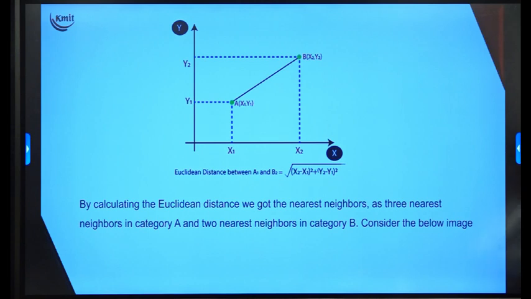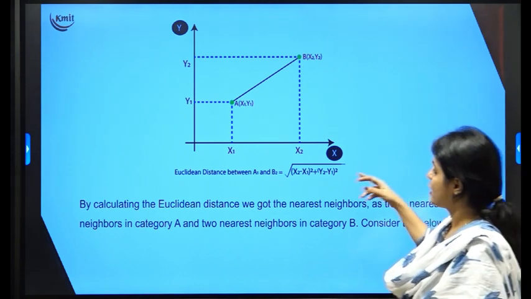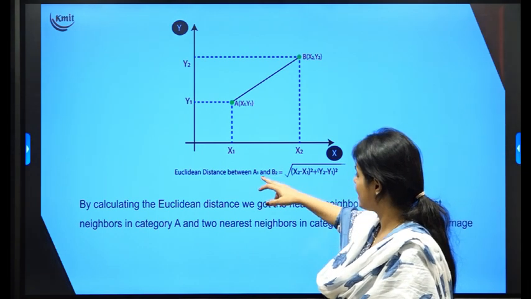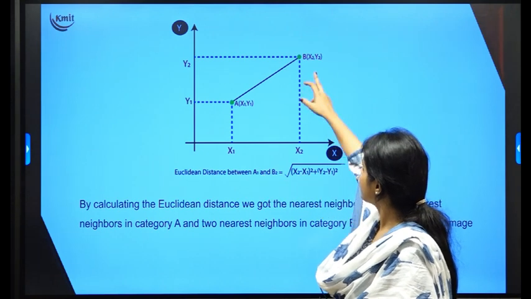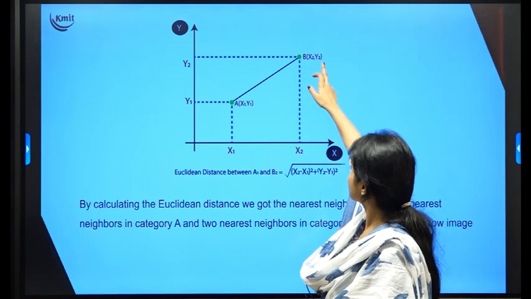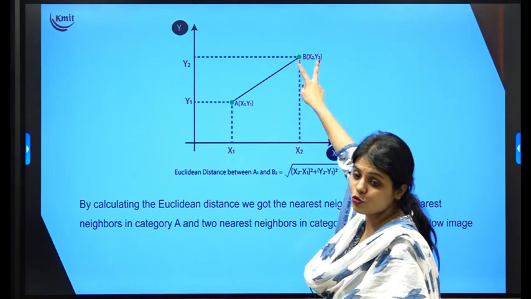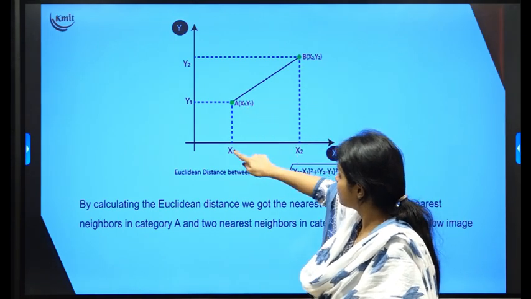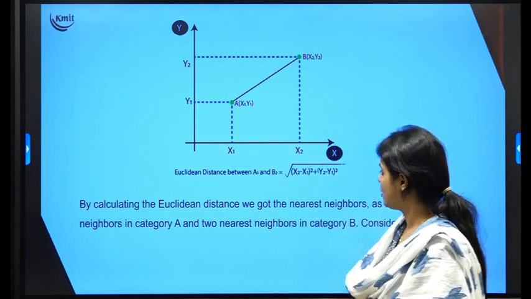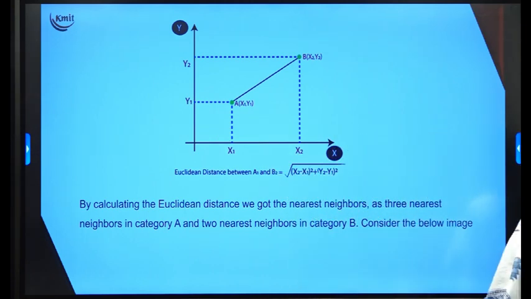Now, how do we calculate Euclidean distance? If suppose I have two points, a1 and b2, and I want to calculate the distance between them, I say (x2 minus x1) whole square plus (y2 minus y1) whole square. What is this a and b? The distance between the 2 points. What is this x1, y1? The x-axis value and the y-axis value. So Euclidean distance is calculated as the square root of (x2 minus x1) whole square plus (y2 minus y1) whole square. By calculating this Euclidean distance, we will get the nearest neighbors.